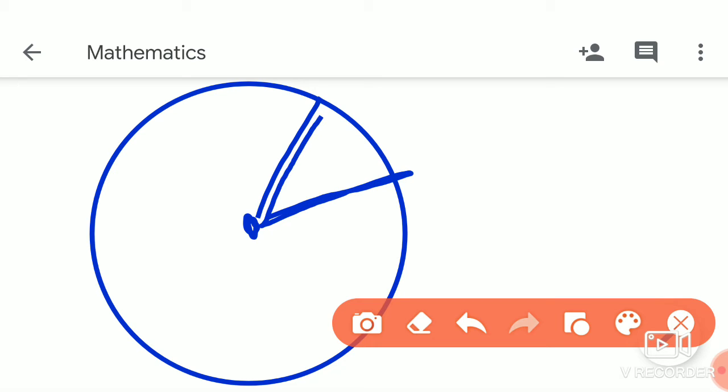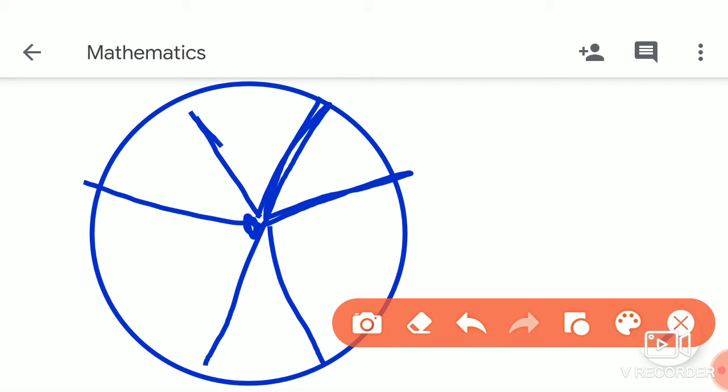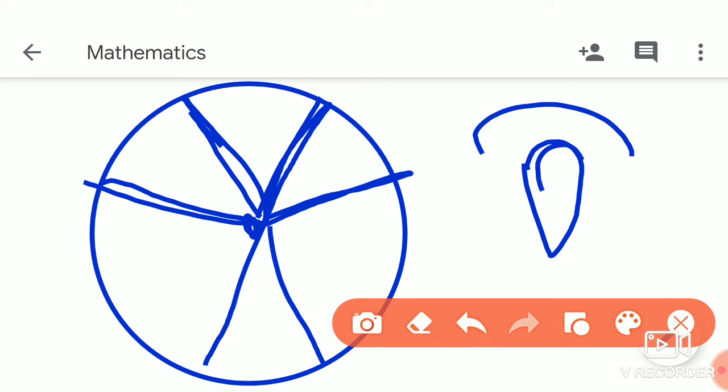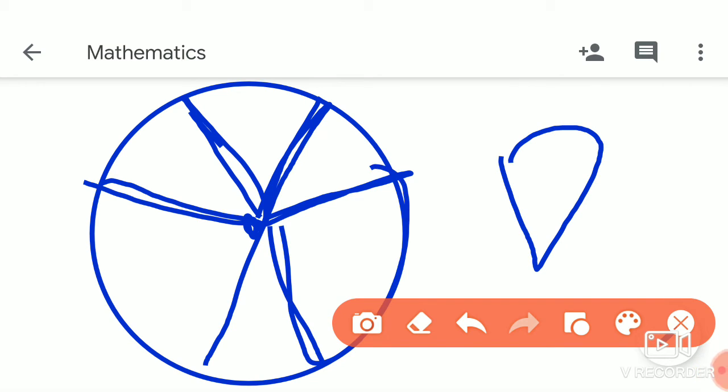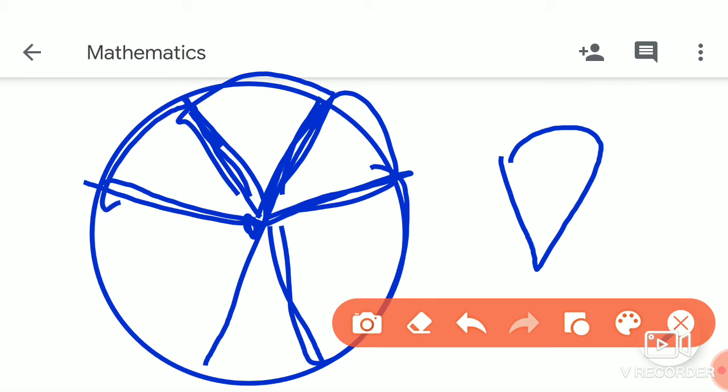That means an arc is a small portion of the circle, a small part of the circle, isn't it? So this is an arc. An arc is indicated with 3 points. This is an arc. This is also an arc, and this is also an arc.